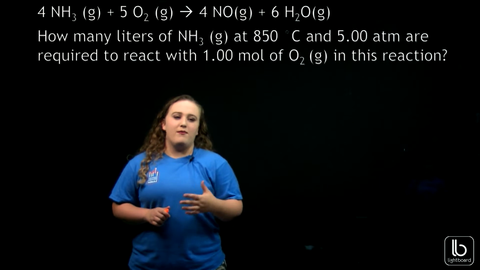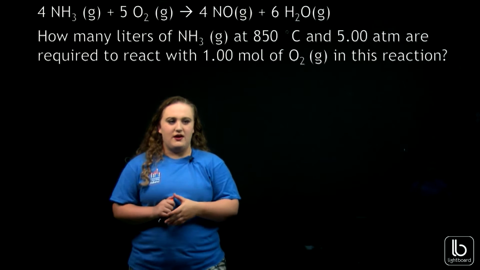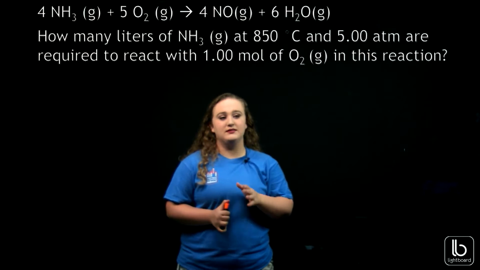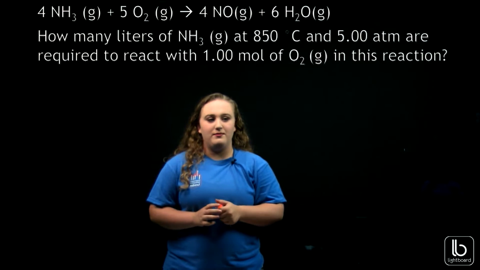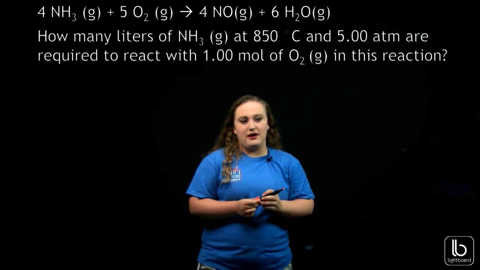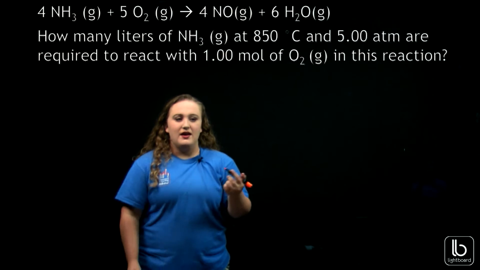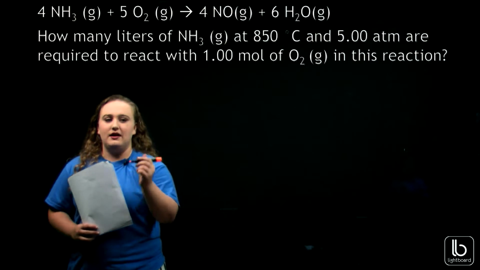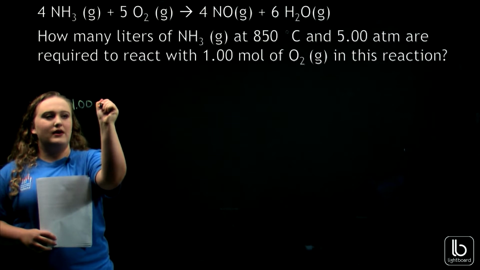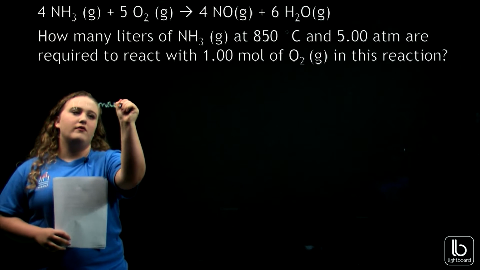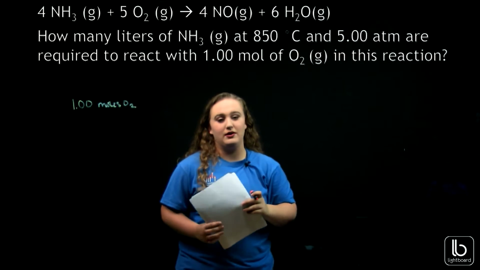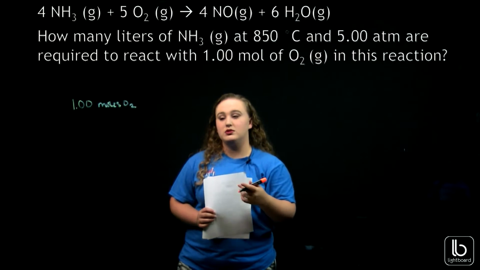So this practice problem says, how many liters of NH3 gas at 850 degrees Celsius and 5 atmosphere are required to react with 1 mole of O2 gas in this reaction? So again, look at this as dimensional analysis. We can't directly go from moles of O2 to liters of NH3, but what we can do is compare moles to moles.